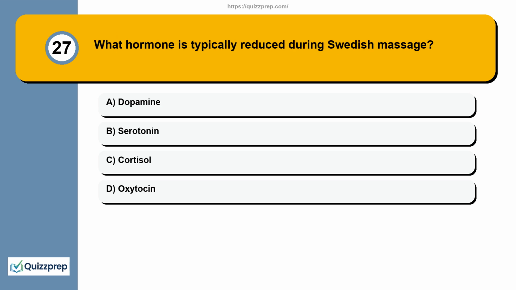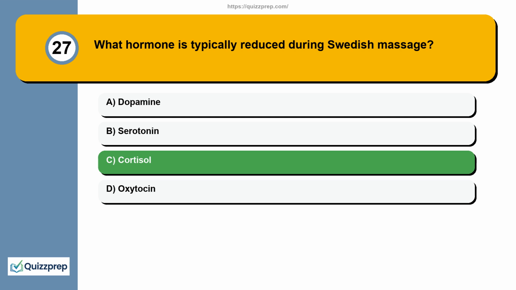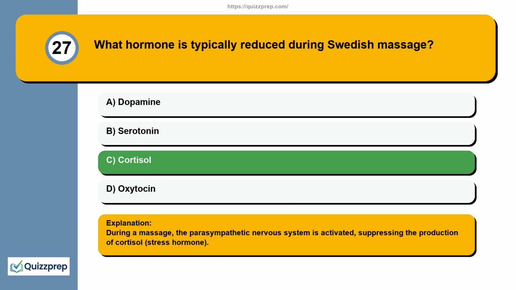Question 27. What hormone is typically reduced during Swedish massage? Dopamine, serotonin, cortisol, oxytocin. During a massage, the parasympathetic nervous system is activated, suppressing the production of cortisol, the stress hormone.